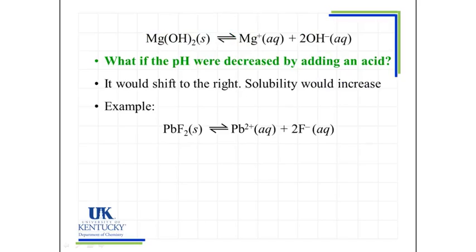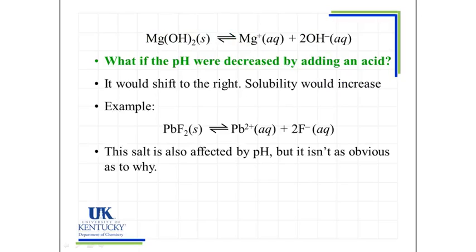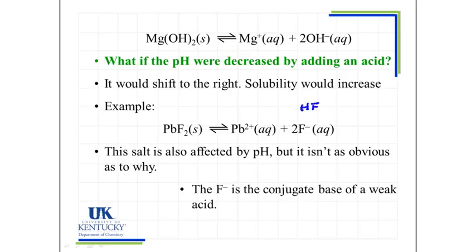Okay, so let's consider another equilibrium. Here is an insoluble salt. For this substance, it might not quite be as obvious as to why the pH would affect the solubility of this salt. But F minus is a conjugate base of a weak acid. Our weak acid, of course, would be HF, and this is the conjugate base of HF. As a base, it will be involved in its own equilibrium. So here it is, F minus in water, which is an aqueous solution, and we end up with the F minus having an OH in its equilibrium.